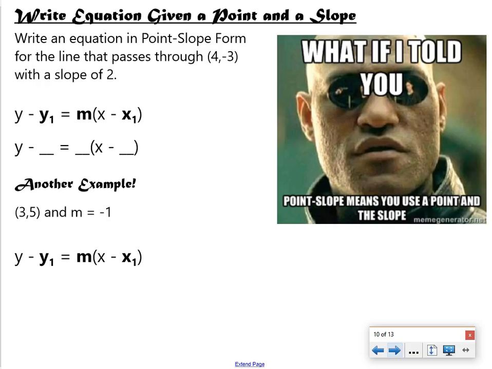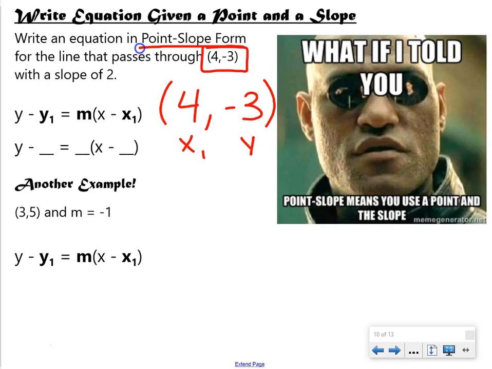Write an equation given a point and a slope. Well, that's what we need for point slope form. So write an equation in point slope form for a line that passes through 4, -3. That's your point, 4, -3. So that's your x1 and your y1. With a slope of 2. Slope of 2, that means m equals 2.